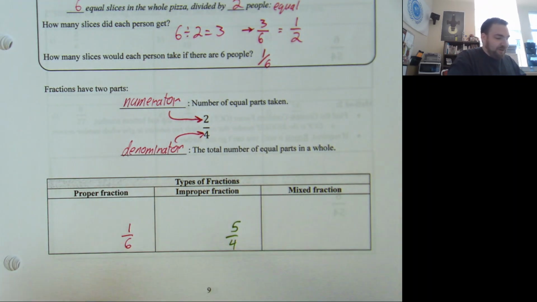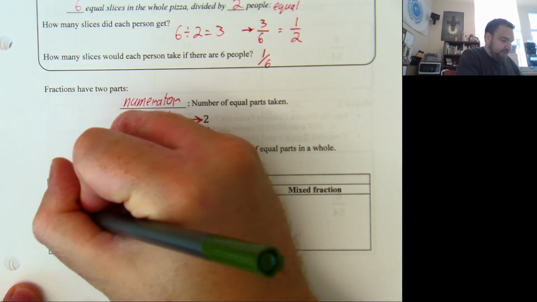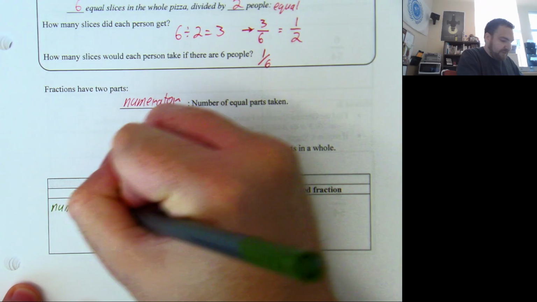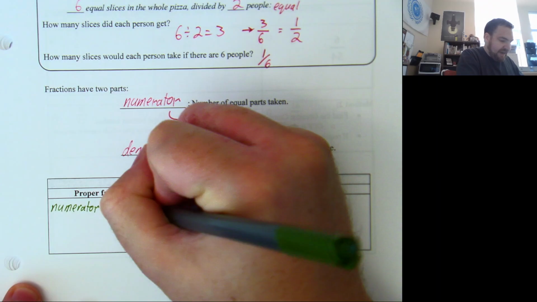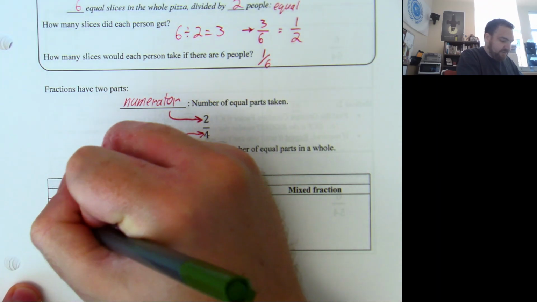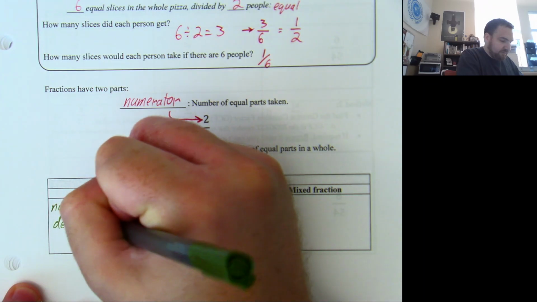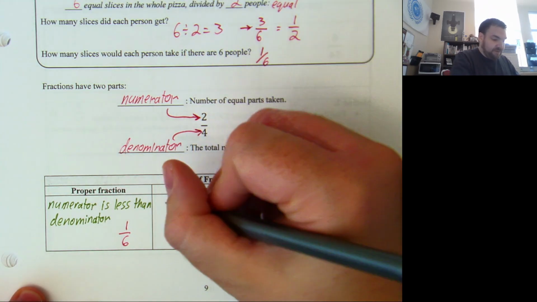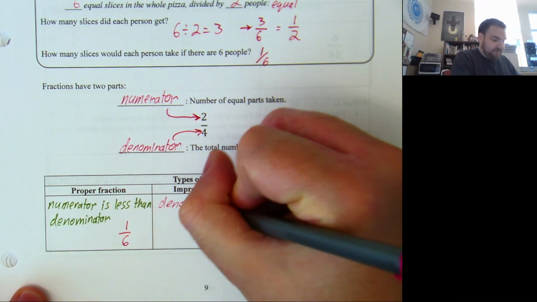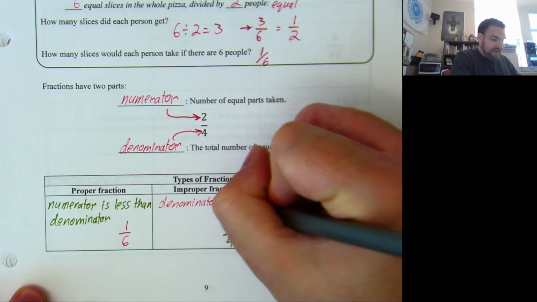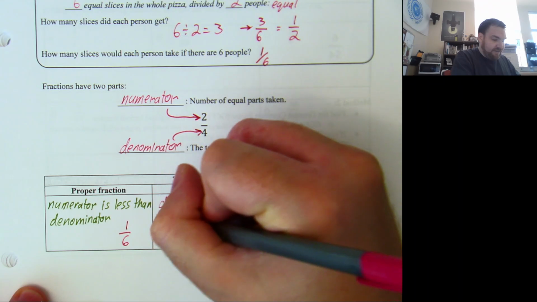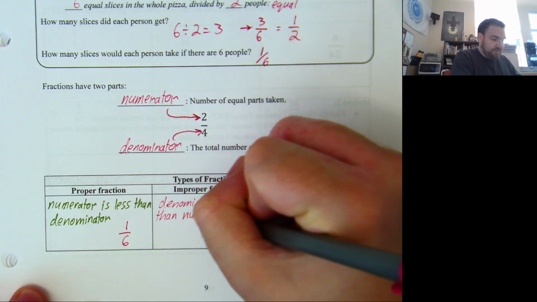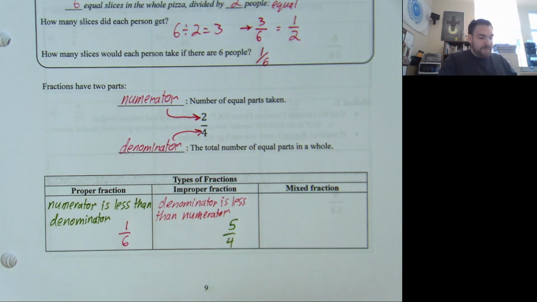Let's write that in there. So in a proper fraction, the numerator is less than the denominator. And in an improper fraction, the denominator is less than the numerator. Cool. So we've got our proper, we've got our improper, and now we've got mixed.